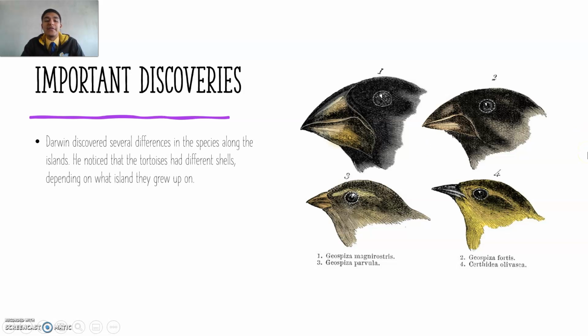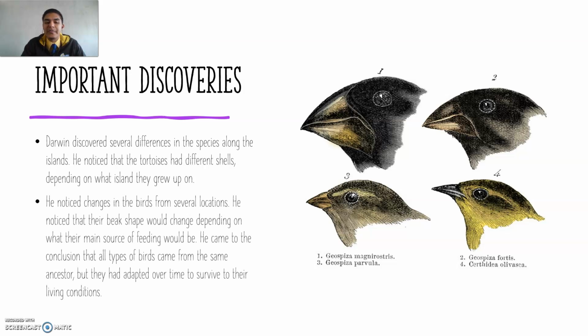Darwin discovered several differences in the species along the islands. He noticed that the tortoises had different shells depending on what island they grew up on. He noticed changes in the birds from several locations. He noticed that their beak shape would change depending on what their main source of feeding was. He came to the conclusion that all types of birds came from the same ancestor, but they had adapted over time to survive their living conditions.